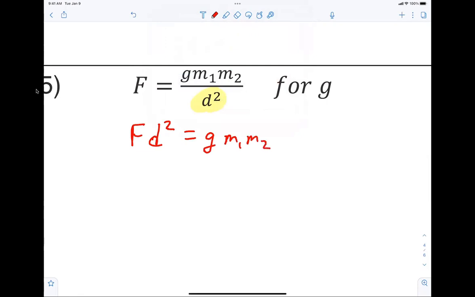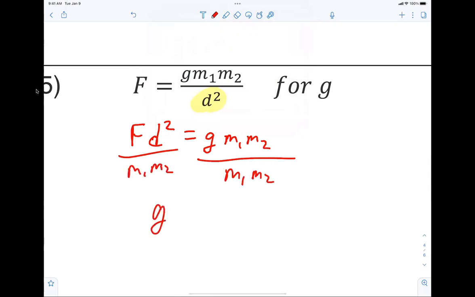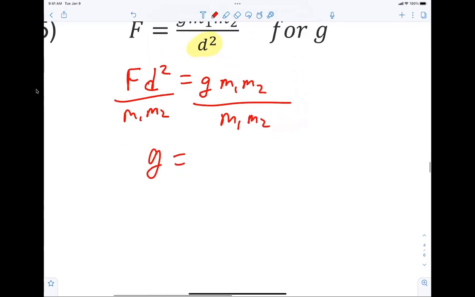So now I'm solving for g, so I have to do what? Divide by both what? Masses, m1 and m2. So g is equal to f d squared over m1 m2.